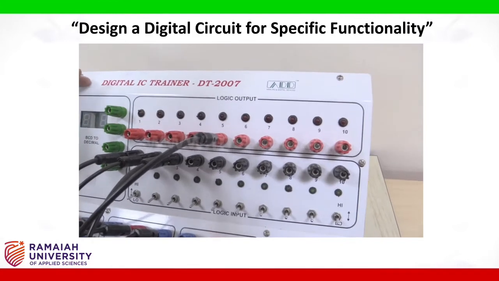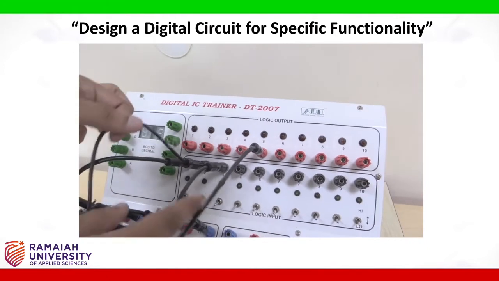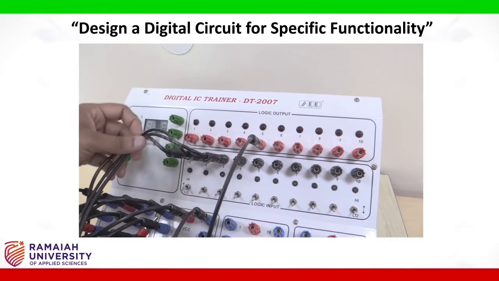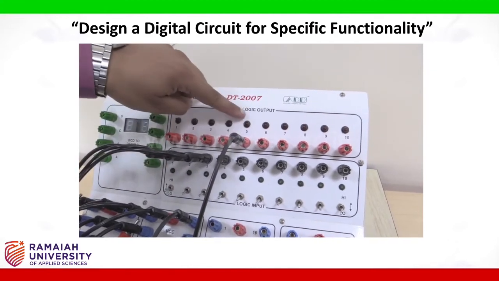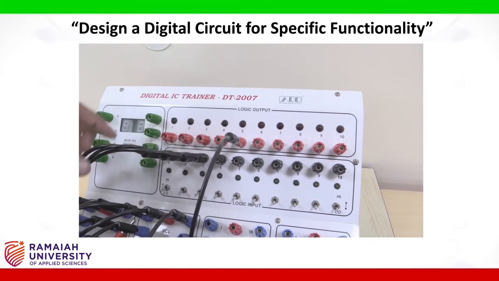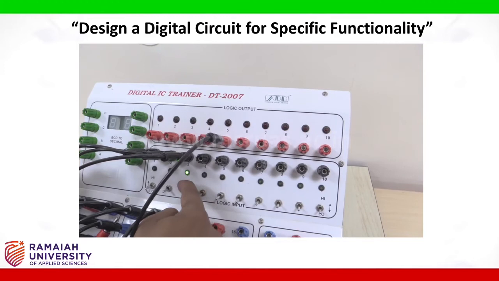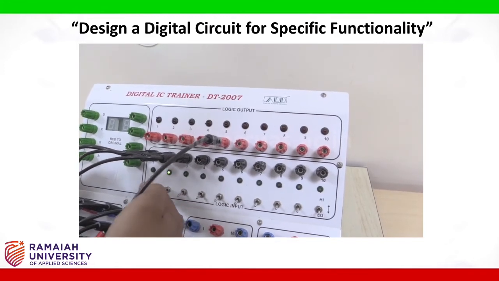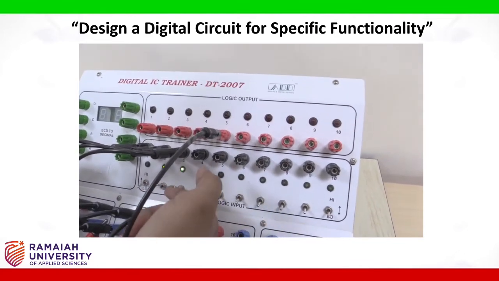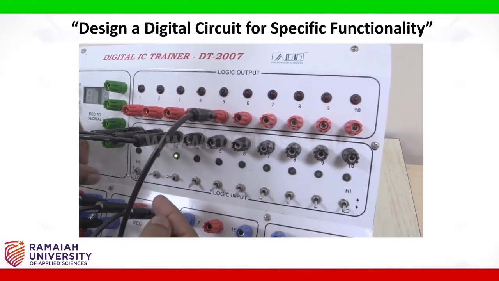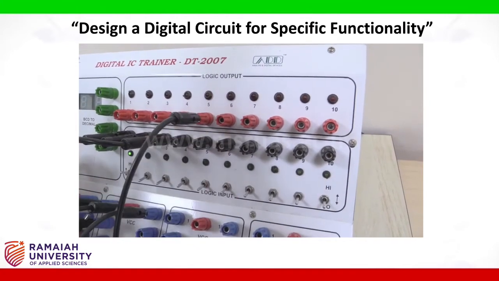Now we will check the outputs according to the truth table. So we have 3 inputs, B, C and D, and 1 output. Now I will change the input combination. For the input combination 0 0 0, the output will be 0, that you can see through this LED. LED is off. For the input combination 0 0 1, the output will be 0. For the next combination 0 1 0, the output will be 0. For the next combination 0 1 1, the output will be 0. And for the next combination 1 0 0, the output will be 0.